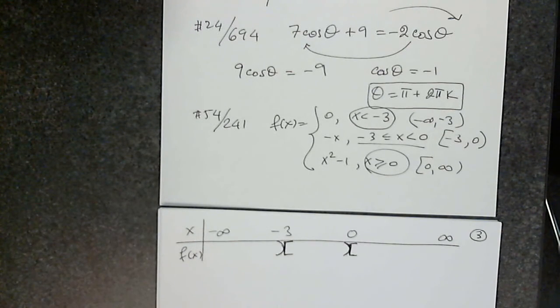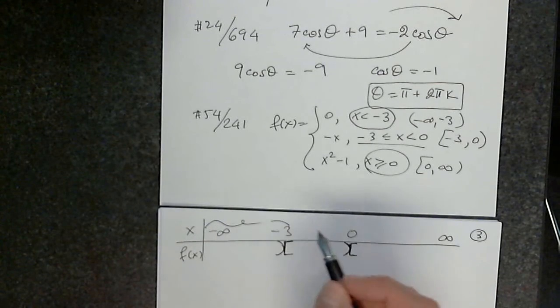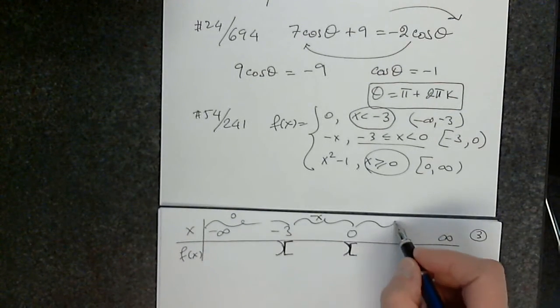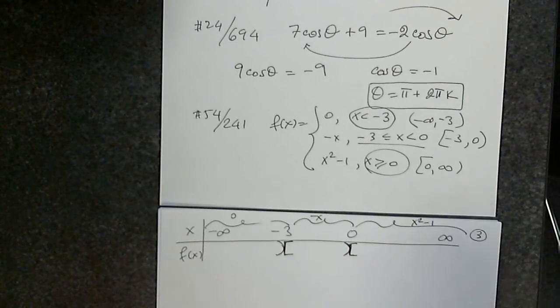When will they not touch? When I'm given a particular number, like f of x is 5 when x is 2. Bless you, and then they will not touch. Okay, I know this is an overkill, but I will write 0 here. I will write negative x here, and I will write x squared minus 1 here.